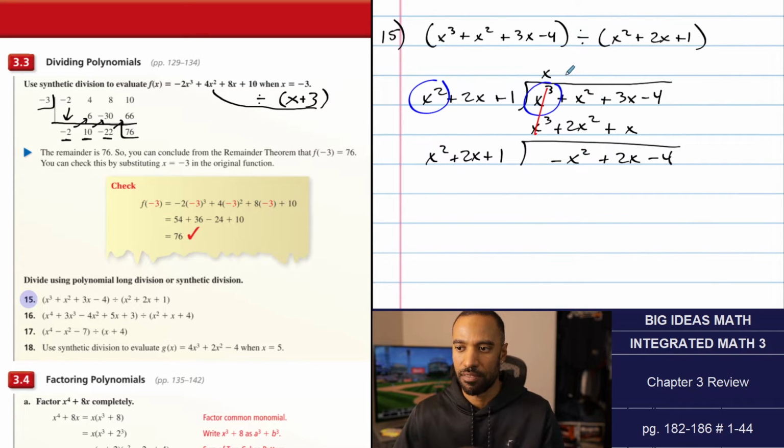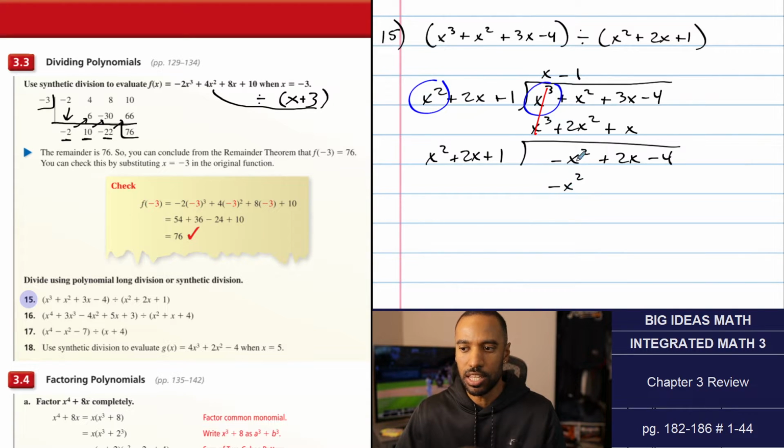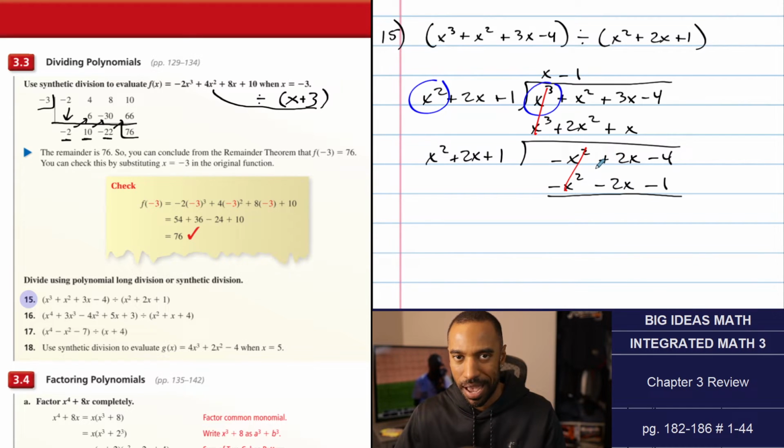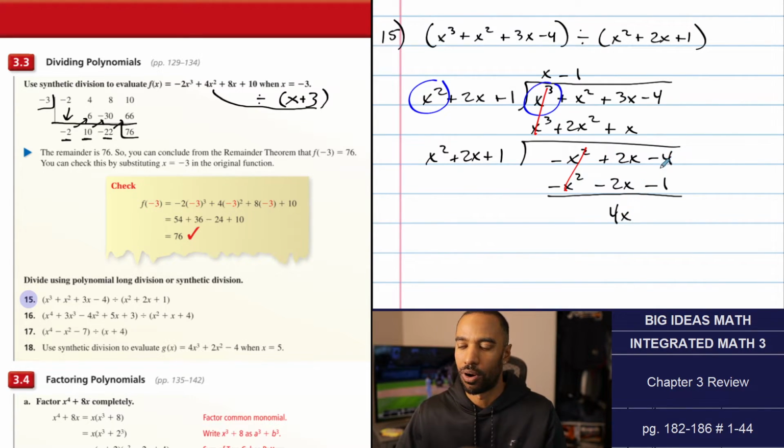X squared goes into negative x squared, just negative 1 times. X squared times negative 1 is this. And these should cancel out ultimately when you got that. 2x times negative 1 is this. And 1 times negative 1 is that. Now, negative x squared minus negative x squared is negative x squared plus x squared, which is 0. Do not cancel these out. This isn't 2x minus 2x. It's 2x minus negative 2x, which is 2x plus 2x, which is 4x. And negative 4 minus negative 1 is negative 4 plus 1, which is negative 3.